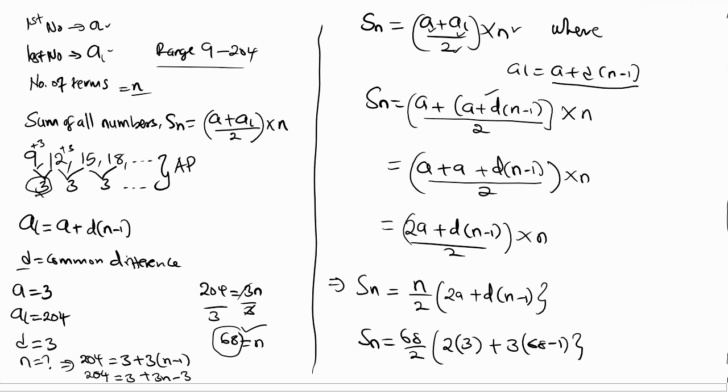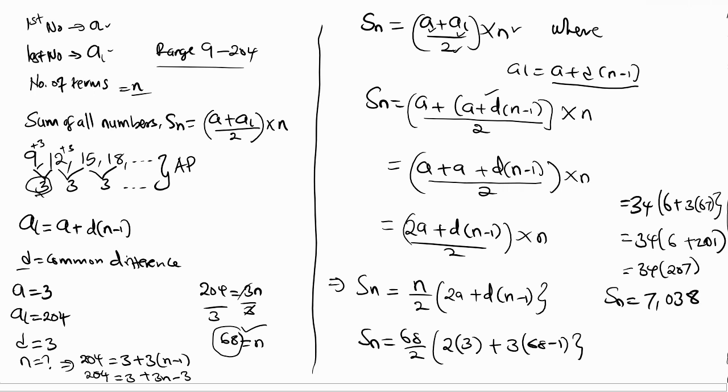Simplifying further, we shall have 68 divided by 2 is 34, into 2 times 3 is 6, add 3 into 68 minus 1 is 67. Alright, from which I shall have 34 into 3 times 67 is 201, and then that one is 34 into 6 plus 201, you get 207, from which if you simplify, you get 7,038. This is how you go about solving such a problem.